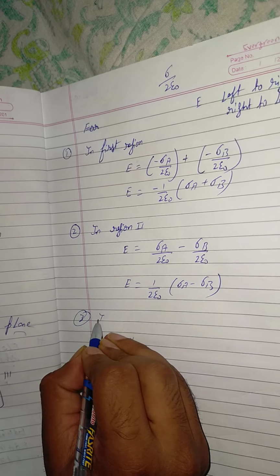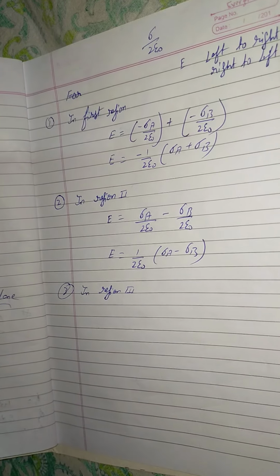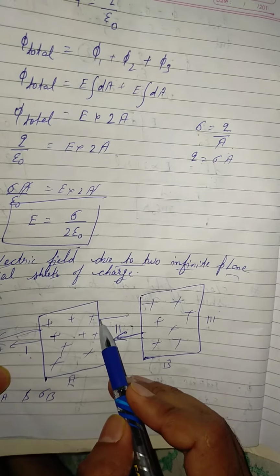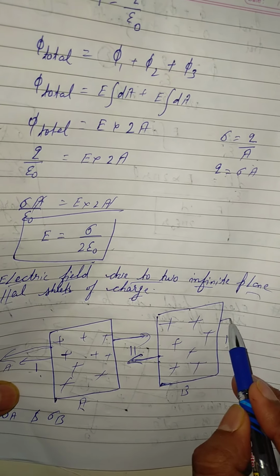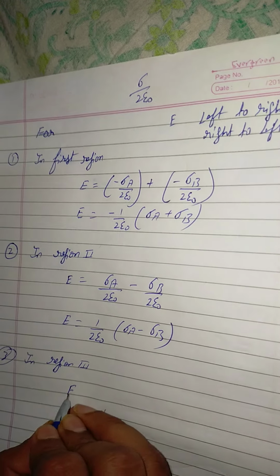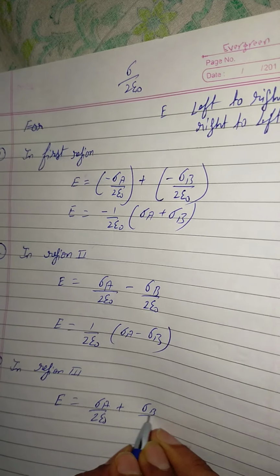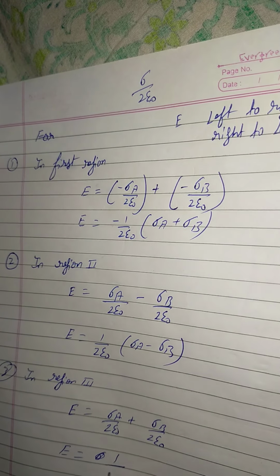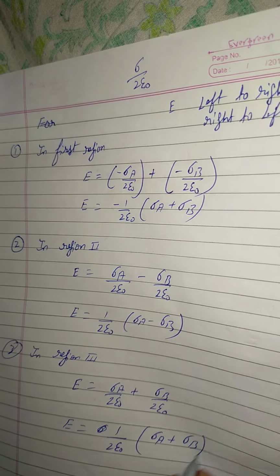For the third region, the electric field for surface A is from left to right, and for surface B also left to right, so the surface charge density sign will be positive: sigma A over 2 epsilon naught plus sigma B over 2 epsilon naught. So E will be 1 over 2 epsilon naught times sigma A plus sigma B.